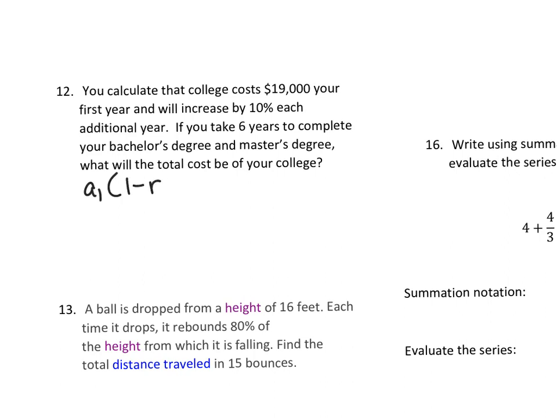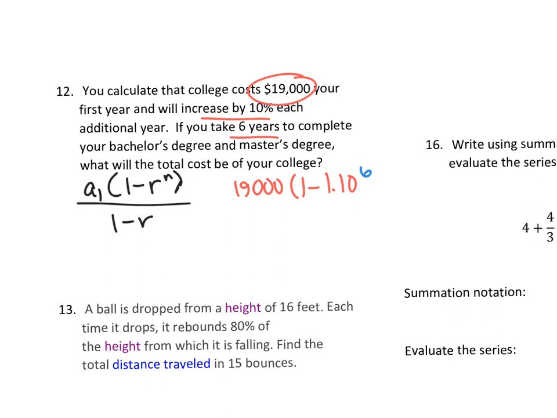So this is going to be a geometric finite series formula. So you're going to do 1 minus r to the n over 1 minus r. So your first year is 19,000. Because it's increasing by 10%, it's 1 minus 1.10 to the 6th power, over 1 minus 1.10.